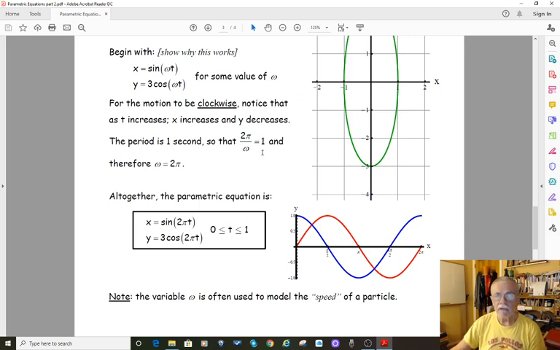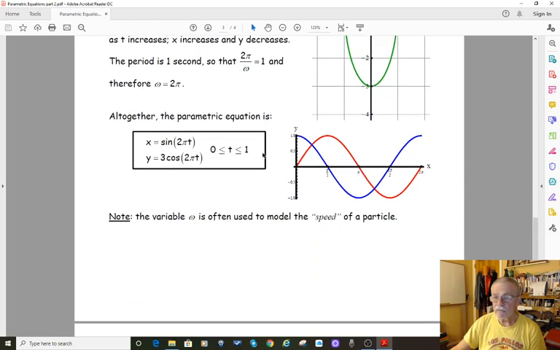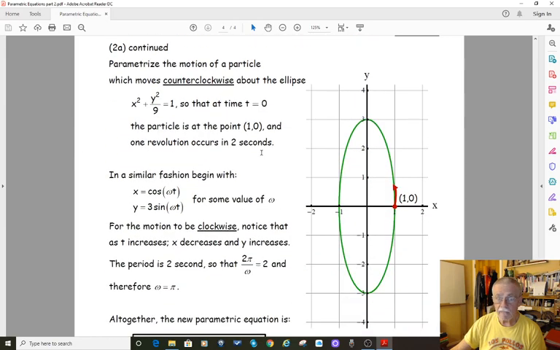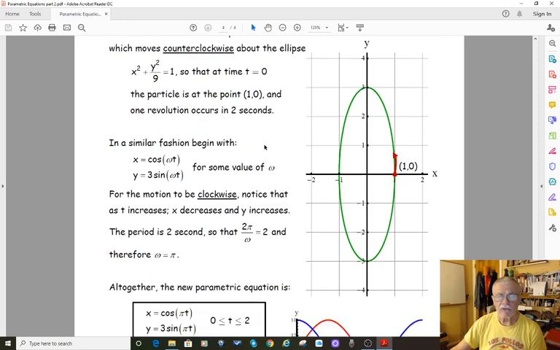So if you understand that, then we should be able to apply it to the next one, which is almost the same thing, except this time we want to parametrize it so at time t equals 0, the particle starts here, and it goes counterclockwise. And to throw a little spice in here, we're now going to say we want one revolution to occur in 2 seconds. So we sort of know that this is the basic pattern.